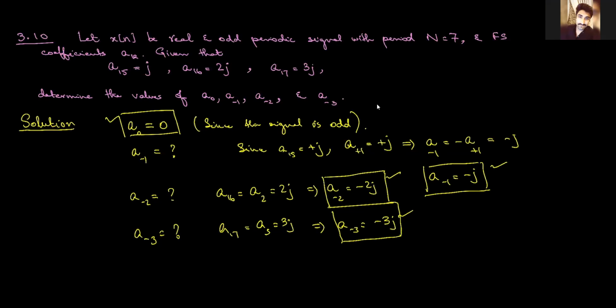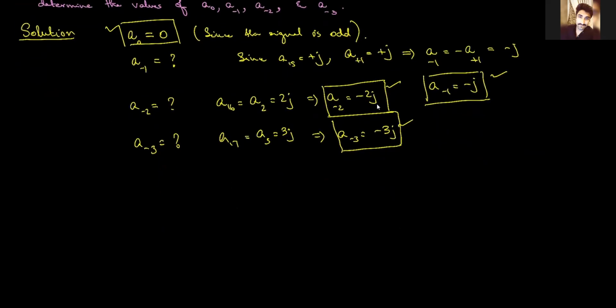Because there are a total of 7 unknown harmonics. We just found the coefficients for 4 of them. 3 are still unknown, so we cannot be sure about the exact shape of the signal.